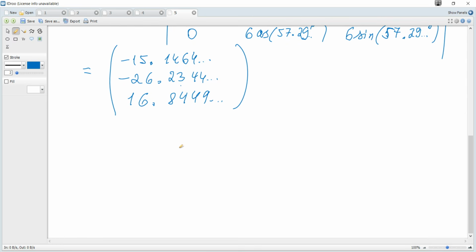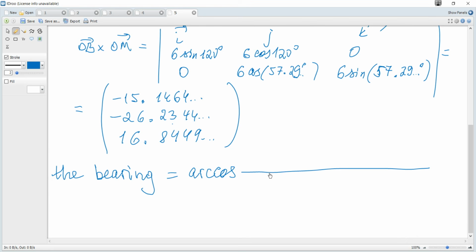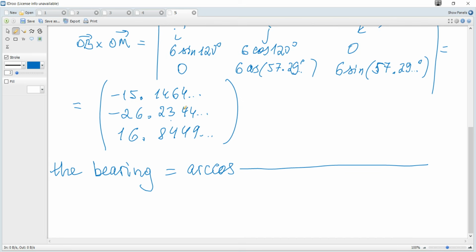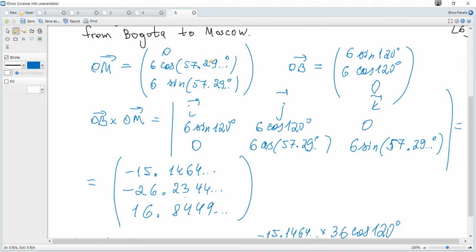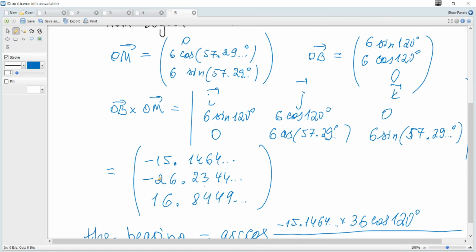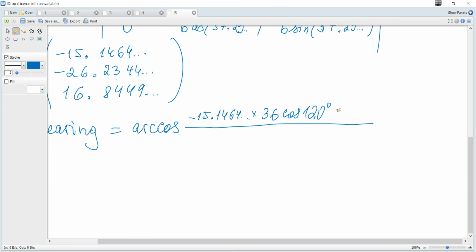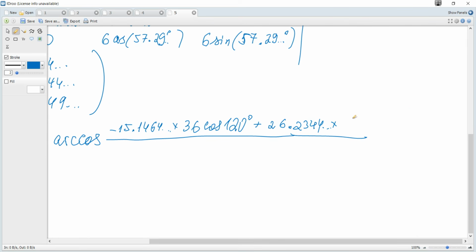Let's write directly that the bearing is arc cos of the dot product, and the dot product is x by x plus y by y plus z by z. So it's negative 15.1464 and so on times 36 times cosine of 120 plus y by y, and minus minus is plus, so it's plus 26.2344 and so on times 36 times sine of 120 and plus 0.